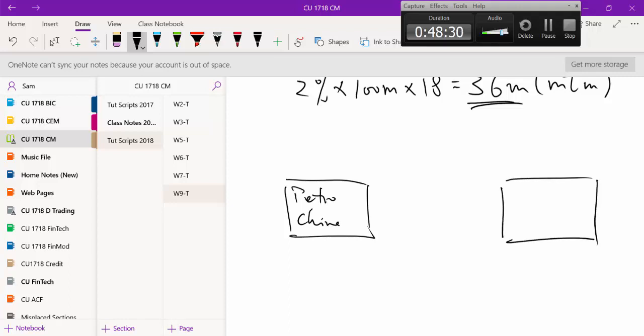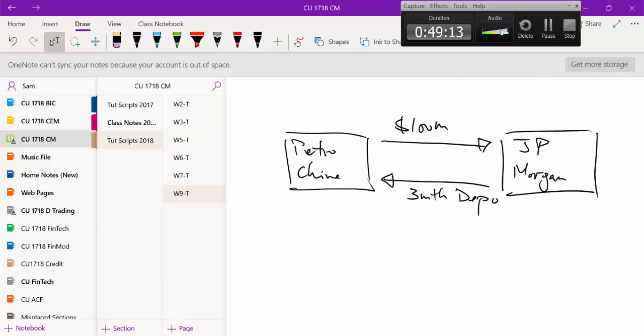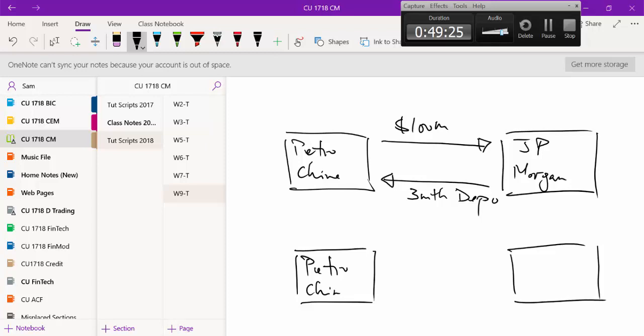and JP Morgan. Now the simple way to explain netting is like this. So if PetroChina gives $100 million to JP Morgan for, let's just say, a short-term, 3-month deposit, so they give them the cash. They've got a lot of money, and they give them a 3-month deposit. But anyway, so they do that, and then let's just say that PetroChina also has a loan with JP Morgan.